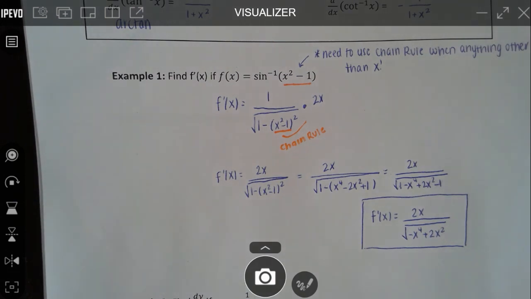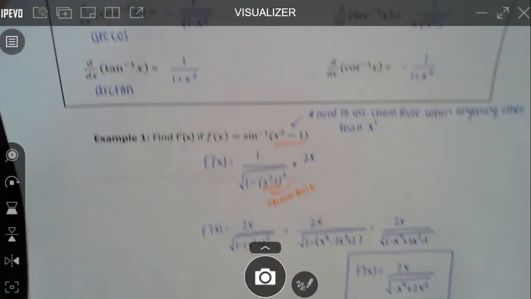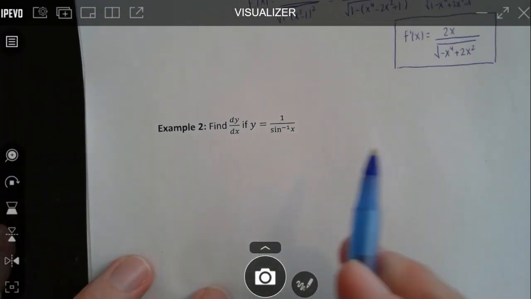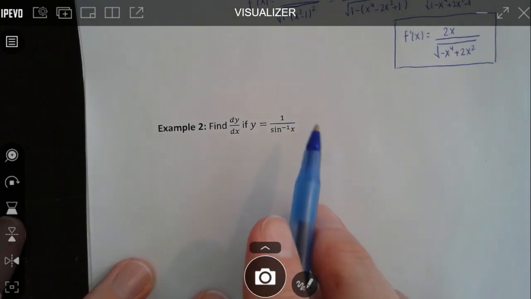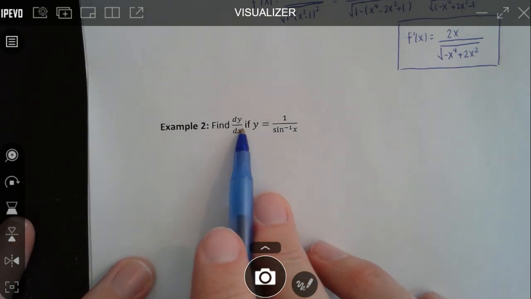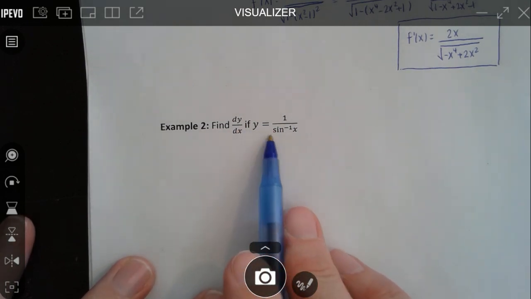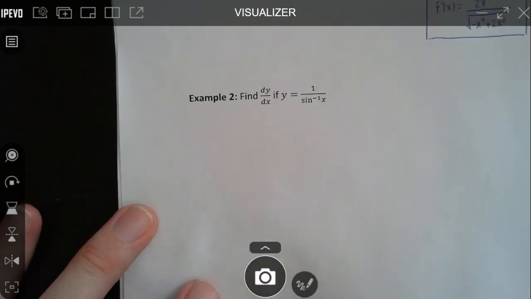All right, so let's look at another example. This one's still working with inverse sine, but now the inverse sine is actually in the denominator of a fraction. So there's two ways that you can go about doing this. If we're looking for the derivative, so dy dx is just looking for the derivative, I can use the quotient rule on this, which will totally get me the correct derivative.